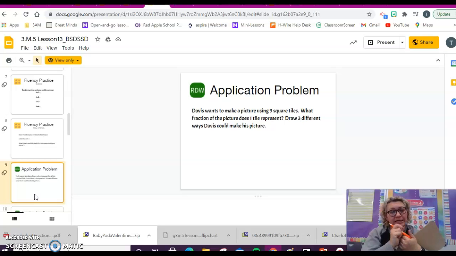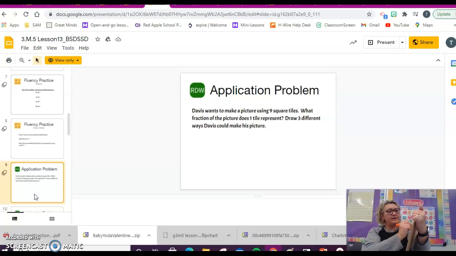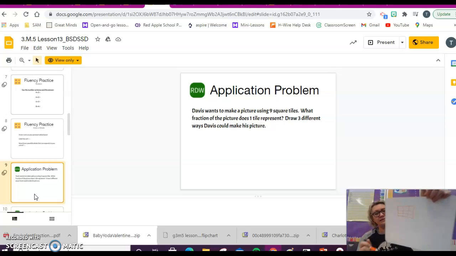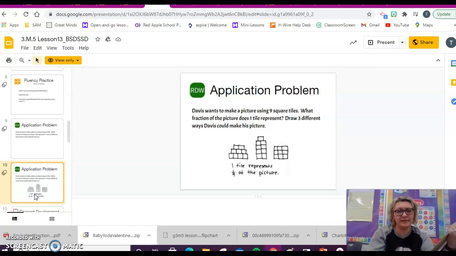So 3 times 3 equals 9. So that would look like a rectangle and divide it into 3 units like this. And then 3 units on top. So we have 3 times 3, and that equals 9. Then let's see, we could do 9 times 1, but that's kind of boring. So let's look at the next one.